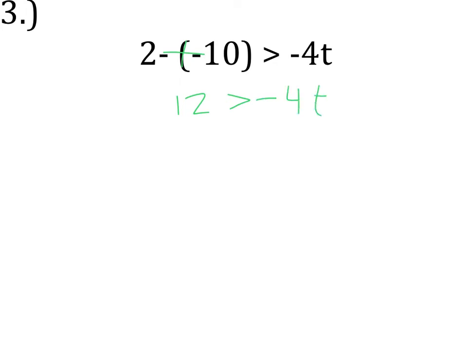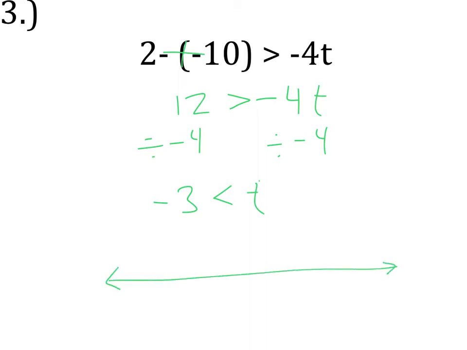Now it's just solving. I'm going to divide by negative 4. And our special rule applies here because we divided by a negative. Positive divided by a negative is a negative. I'm going to flip the inequality sign. On this side, negative 4 divided by negative 4 is just 1t. So negative 3 is less than t. So we've got to be careful because our variable is on the right side here.